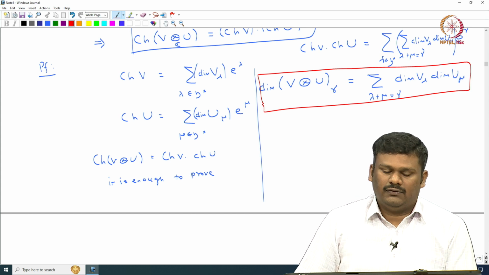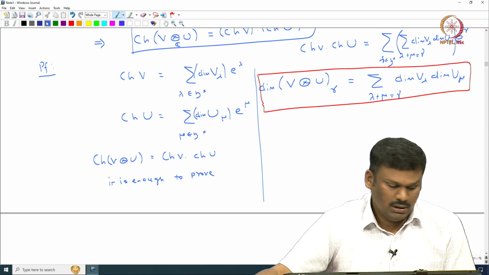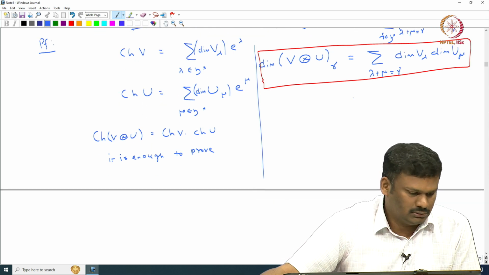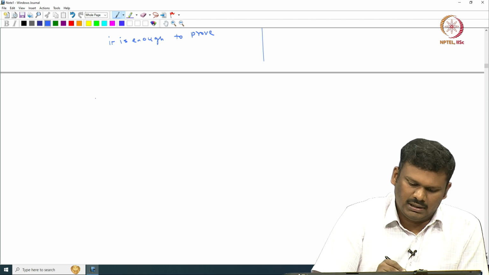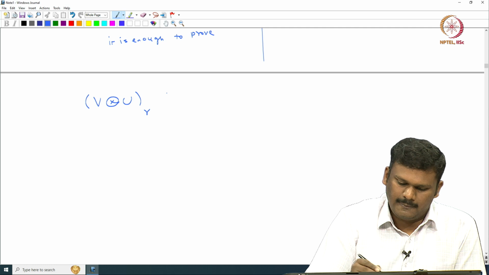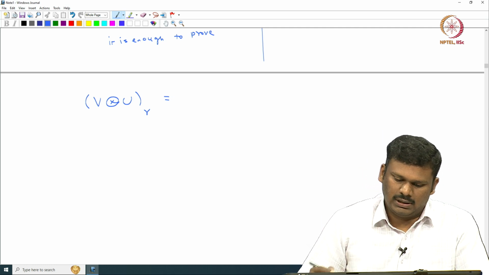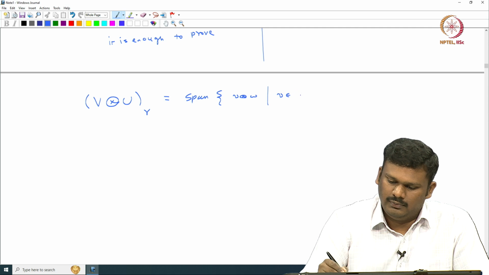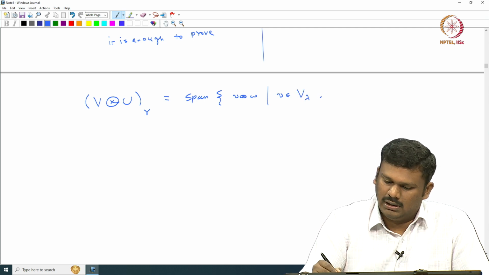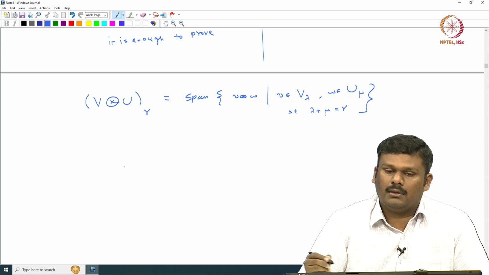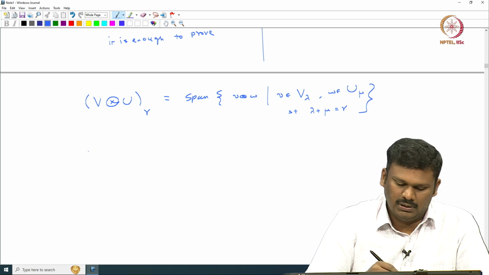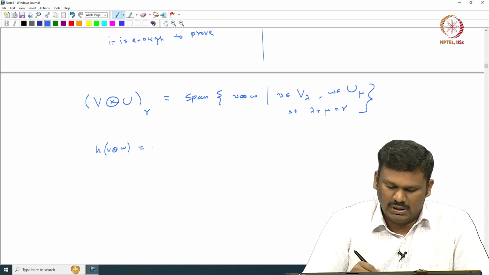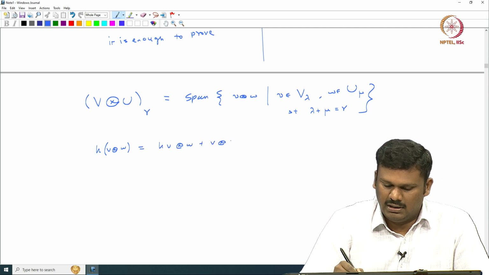And this again will follow from the following direct sum. So, let us actually write it. If I take (V tensor U) gamma, this is not very hard to see. This is going to be the span of all v tensor w, where v comes from V_lambda and w comes from U_mu, such that lambda plus mu equals gamma. That just follows from the following simple computation on the tensor product. If I compute h acting on the simple tensor v tensor w, you can see that this is nothing but hv tensor w plus v tensor hw.